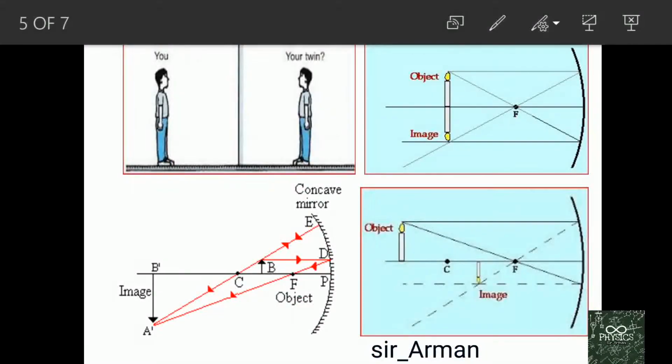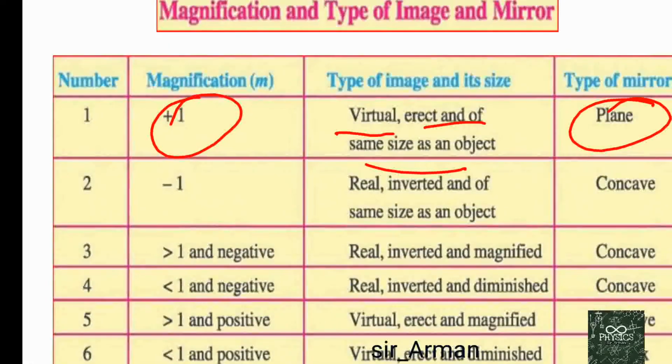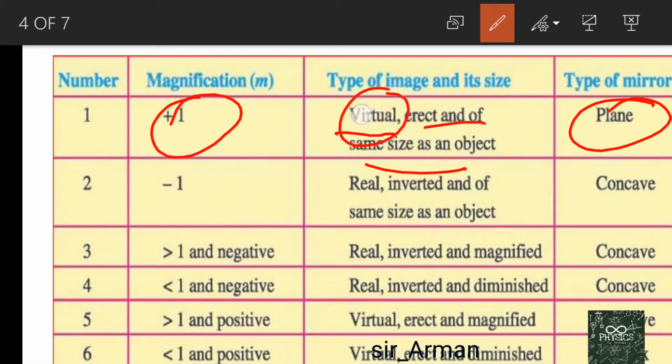And what is the nature? That we have already understood, right? The nature is virtual and erect. Virtual means it is behind the mirror and erect means it is upright, right? It is not inverted like this. So whenever you find the magnification is plus 1, the plus sign especially indicates the image is virtual and erect and of the same size, because it is one time magnified.